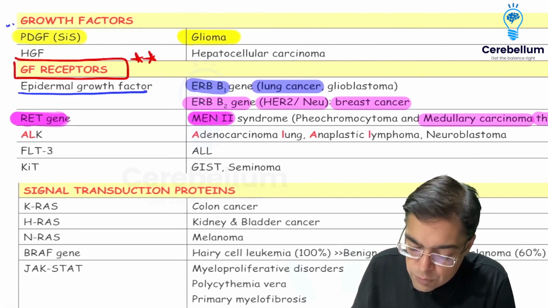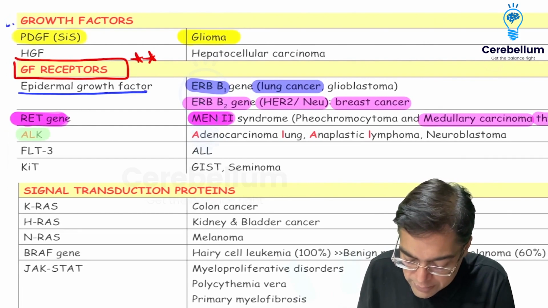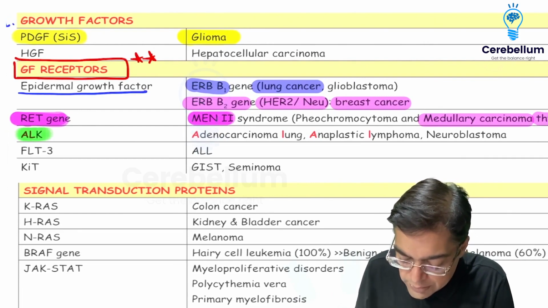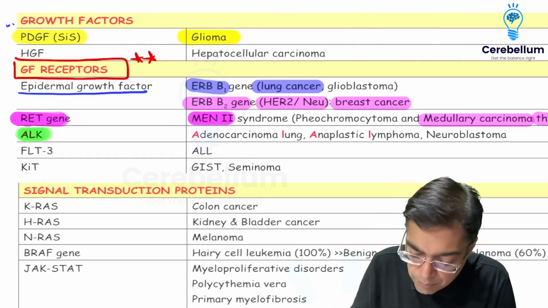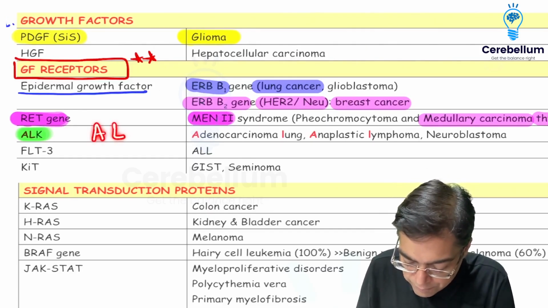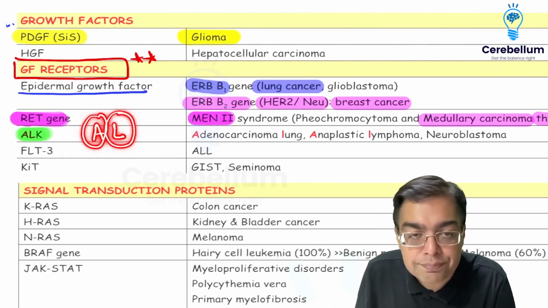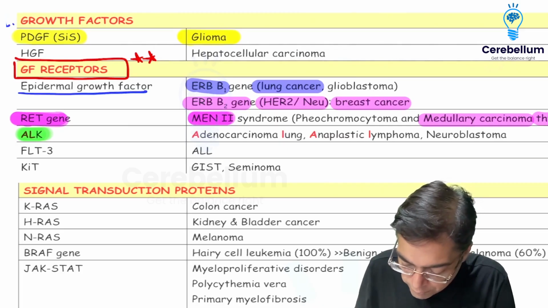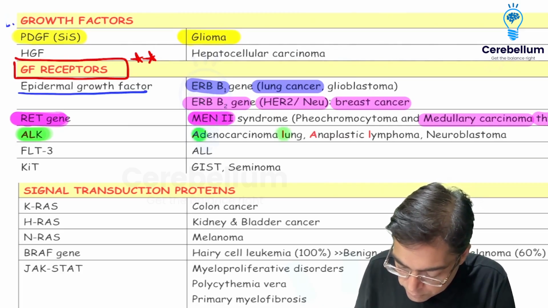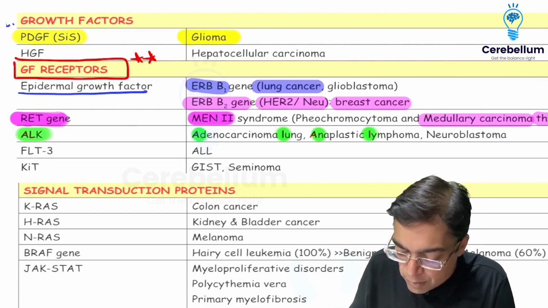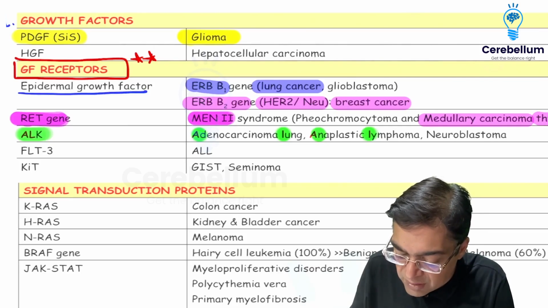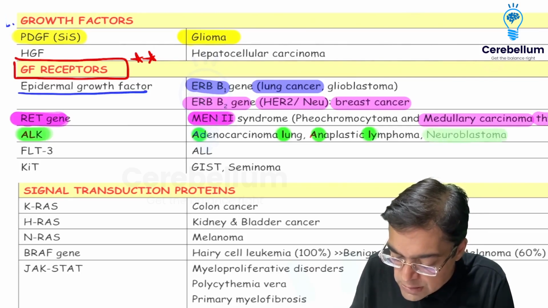We then have a gene which was asked in the INICET exam, which is the ALK gene. The moment we are talking about the ALK gene, the first 2 alphabets will always help you remember the names. AL: adenocarcinoma of the lung, as well as anaplastic lymphoma. So 2 examples that are mandatory for you to have an idea. Adenocarcinoma of the lung as well as anaplastic lymphoma are going to be associated with the ALK gene. We also have neuroblastoma as well as inflammatory myofibroblastic tumor over here.